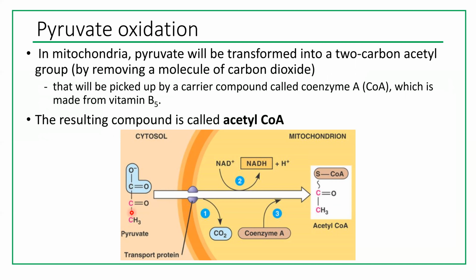Now this 3-carbon molecule will be transformed into a 2-carbon group. So we remove this carbon dioxide, carbon and two oxygens, carbon dioxide is removed. Now we end up with this acetyl group, 1 carbon and another carbon. Now, this acetyl group will be picked up by a carrier compound called coenzyme A, which is made from vitamin B5. And then a compound will be formed called Acetyl-CoA.